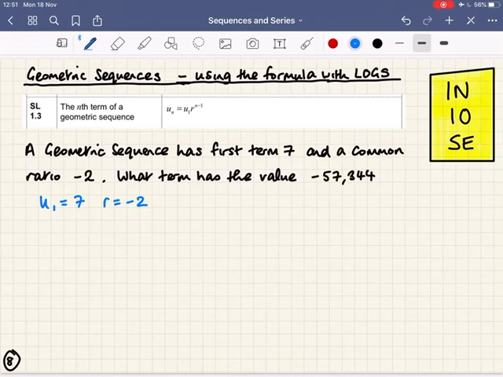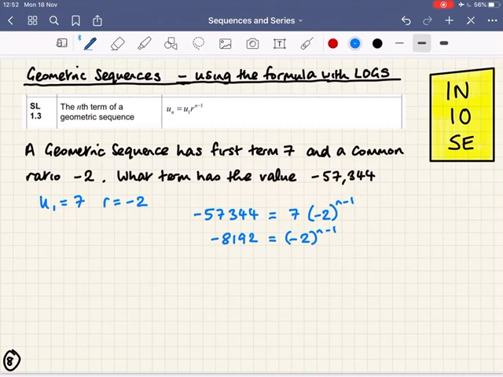So what do we know? We know that minus 57,344 must have been calculated by multiplying the first term, U1, 7, by minus 2 to the power of n minus 1. Now, I can divide by 7 to get rid of that 7 from the front. Minus 8,192 is minus 2 to the n minus 1. Now, hopefully you can remember when you're working with logs, logs with a negative base and logs of a negative number are not going to work. So I really need to be working with a positive number here on the left.